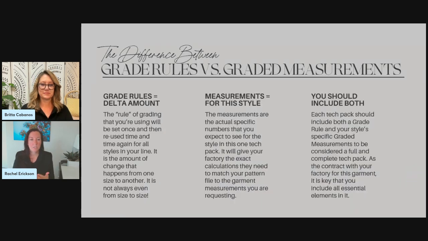So next, real quick, I want to talk just a little bit about grade rules versus graded measurements. What is the difference between these? Your grade rules are basically going to be your amount of change, or your delta amount. It's a rule that you set so that a waist circumference is going to get this much bigger or this much smaller for every single size, for every single garment that I'm creating.